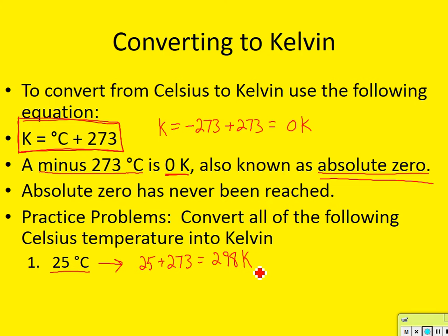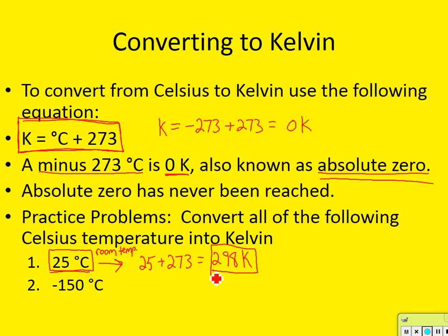Now this is going to be an important number for us in this chapter. If you recognize 25 degrees Celsius, this is room temperature. 25 degrees Celsius is room temperature. And a lot of the experiments that are being done with gases are done at room temperature. So you will always see, maybe not always, but a lot of times you're going to see experiments done at 25 degrees Celsius. Well, that's 298 Kelvin.